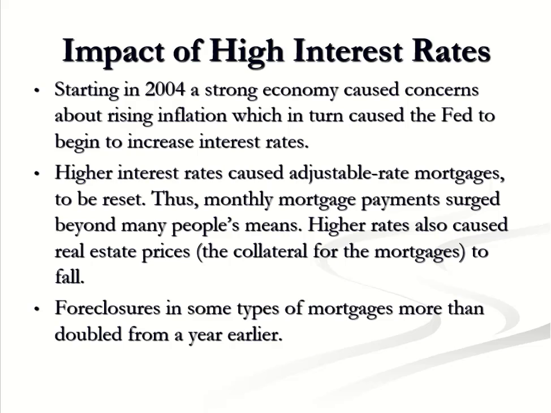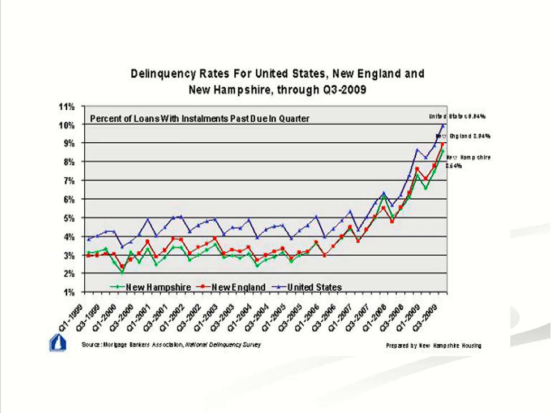Then what happened was we started to see foreclosures in those areas spike in the subprime area. Now, before you see foreclosures spike, you see loans going past due, meaning the payments are not being made on time, and they become delinquent. Then foreclosure happens. So let's look at that. So here's the delinquency rates for the United States, New England, and New Hampshire through 2009. And basically what you're seeing is that big upward trend starting at around 2006.